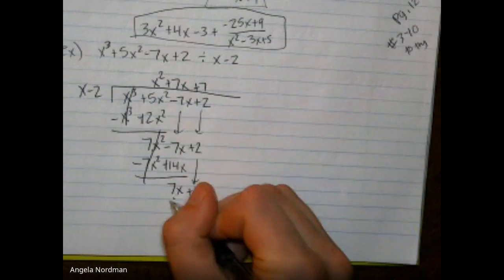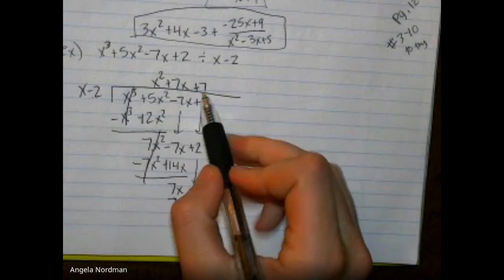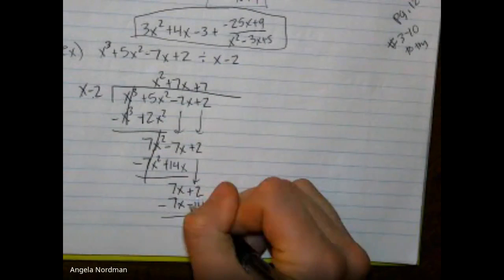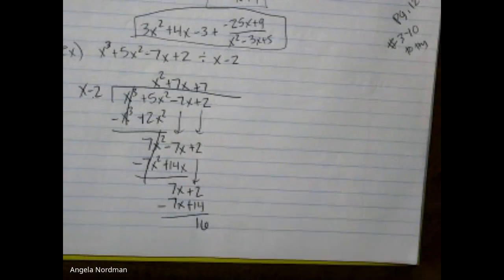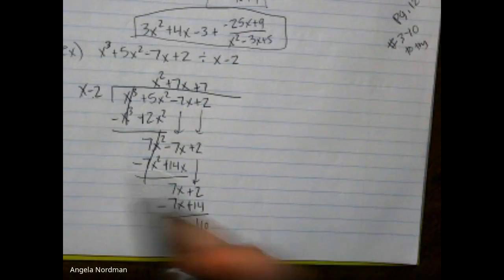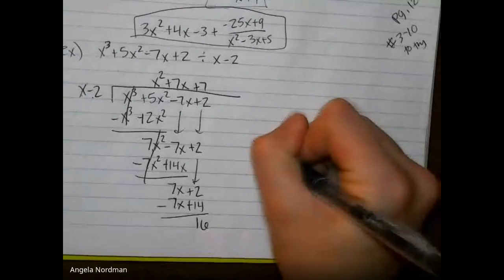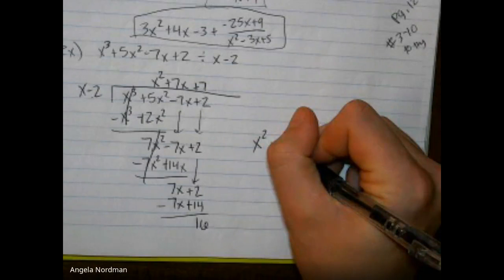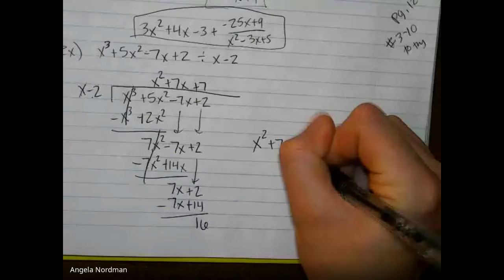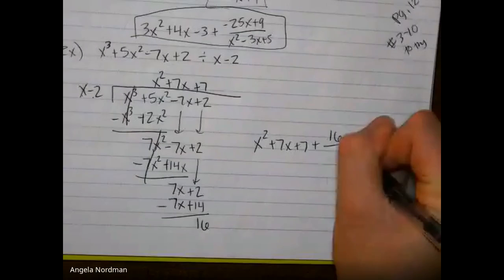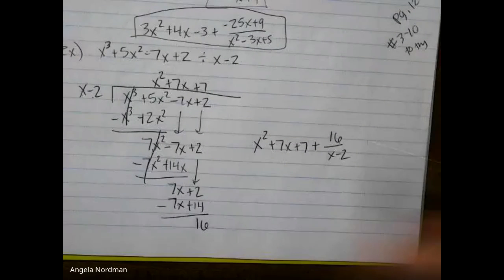X times 7, 7x. Negative 2 times negative 7, negative 14. Draw the line, change the sign. I'm left with a remainder of 16. X times nothing will ever give me 16. So that will be my remainder. So we write x squared plus 7x plus 7 plus 16 over x minus 2. That's what I divided by. And that would be my final answer.